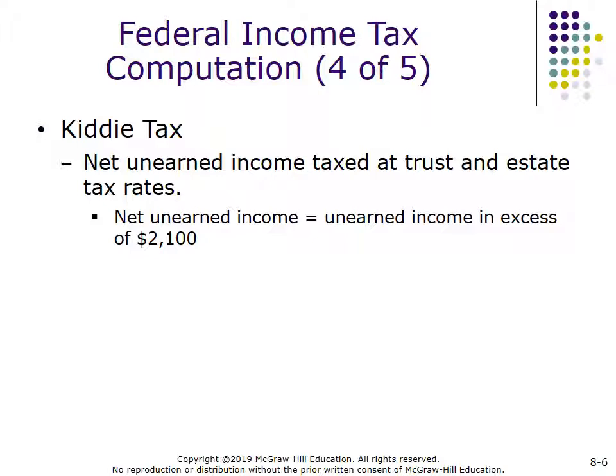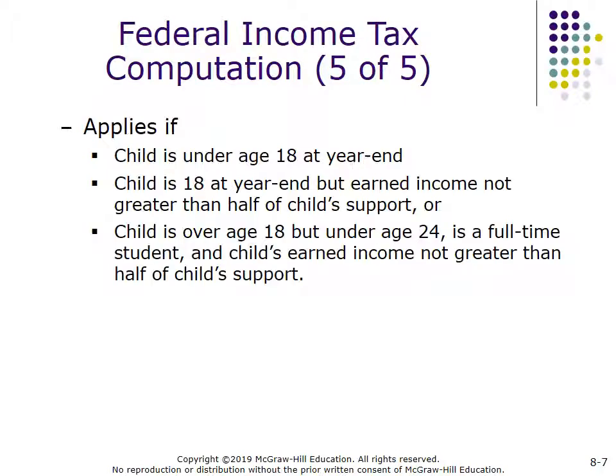So if your child falls into one of these and their net unearned income is more than $2,100, they'll fall into this kiddie tax. And there they are again. It applies to children who are under age 18. The child is 18, but earned income not greater than half a child's support, or the child is over age 18, under 24, full-time student, and their earned income is not greater than half of their support.